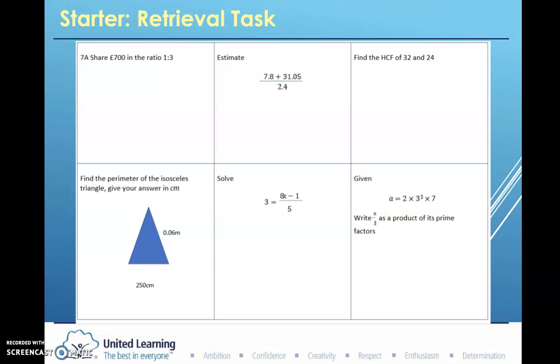So here is your retrieval task. Questions are starting to change slightly now. If you have a look, we've got a highest common factor problem. If you can pause the screen now and have a go at these questions for 10 minutes for me.